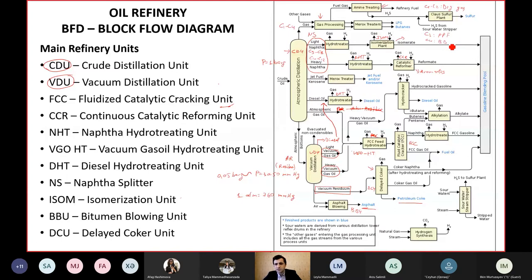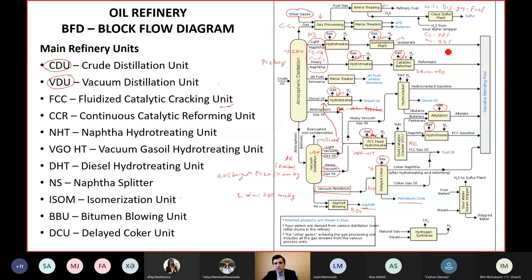And we have other gases here. What are other gases? Gases from FCC, gas from catalytic reformer, gas from hydrotreating, gas from isomerization plant, and gas from the hydrotreaters. All the gases in the refinery are collected in one gas processing unit. There we split them to dry gas, PPF and BBF, and we treat them, we clean them. Dry gas is used as fuel in the refinery, and PPF and BBF are sent to sales.